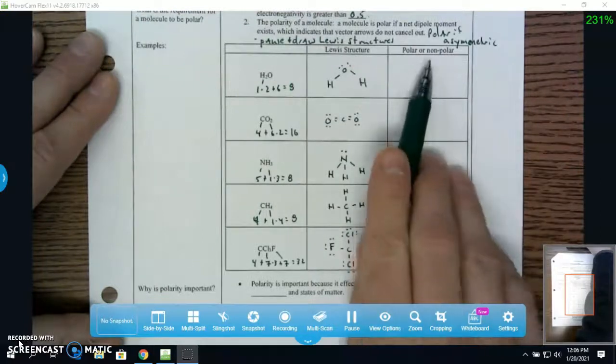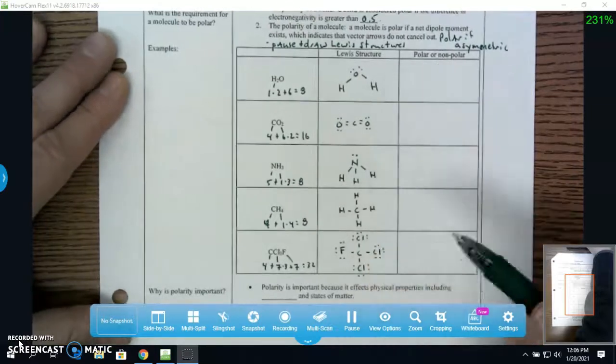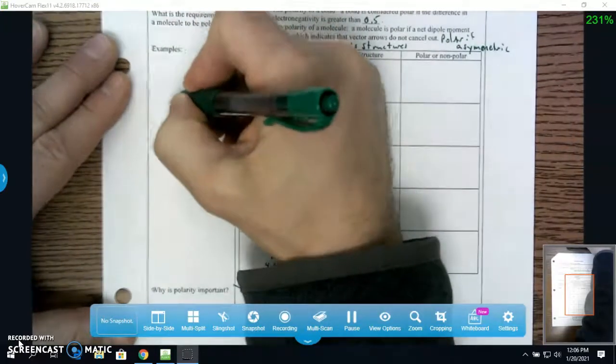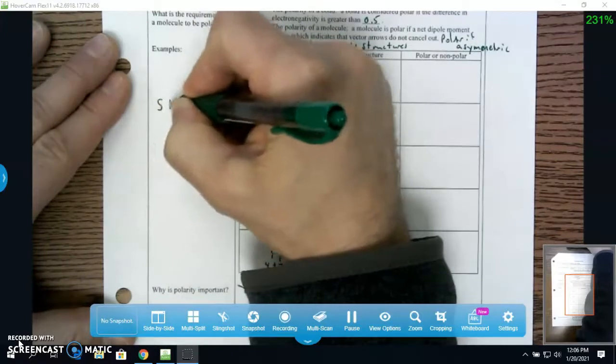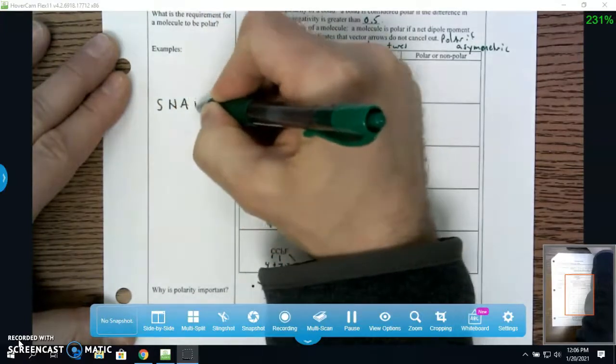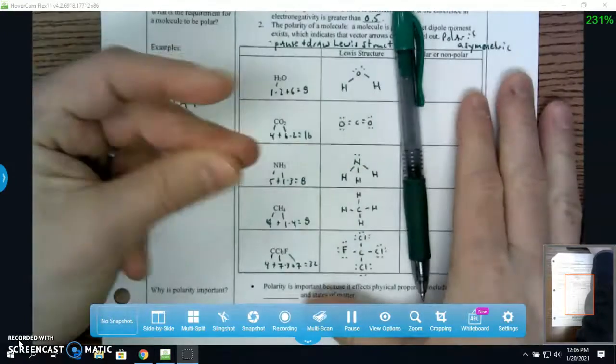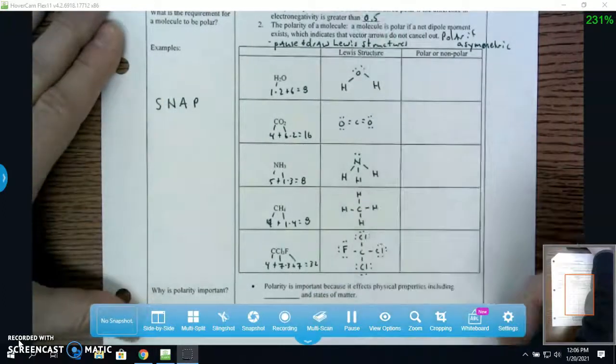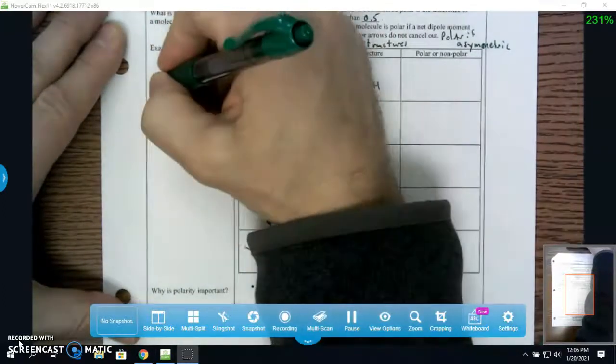So now that we've got proper Lewis structures drawn, I'm going to teach you an acronym that's going to help you do a very simple analysis to figure out if the molecule is polar or nonpolar. So over here, I'm going to write the acronym SNAP. Here's what SNAP stands for.